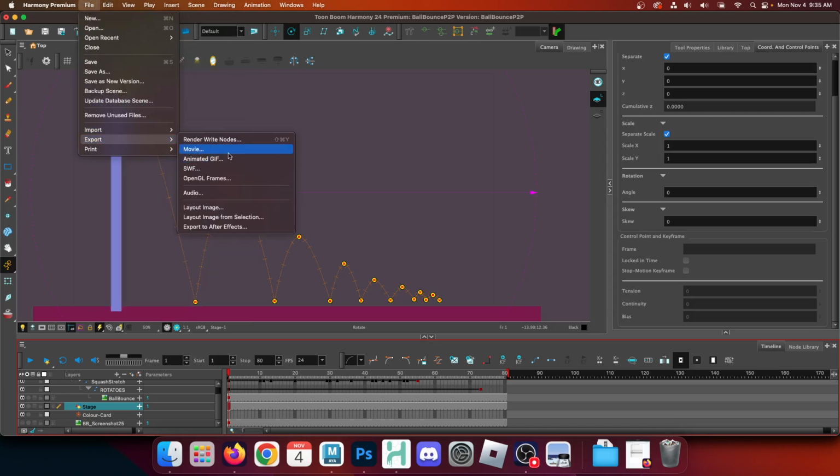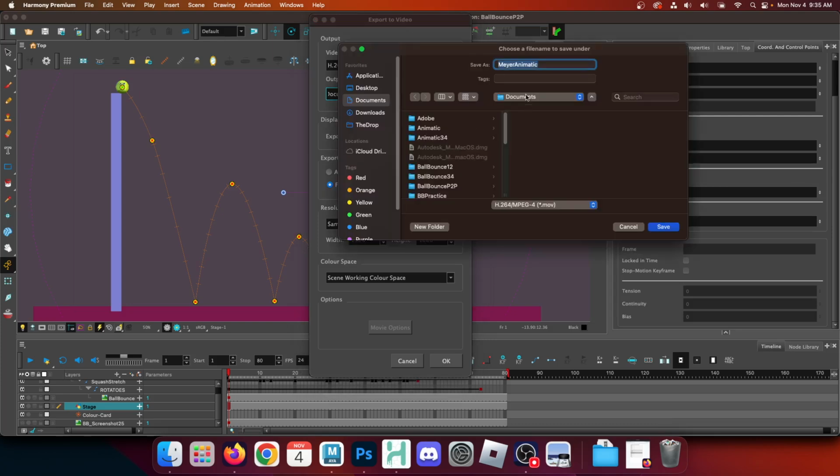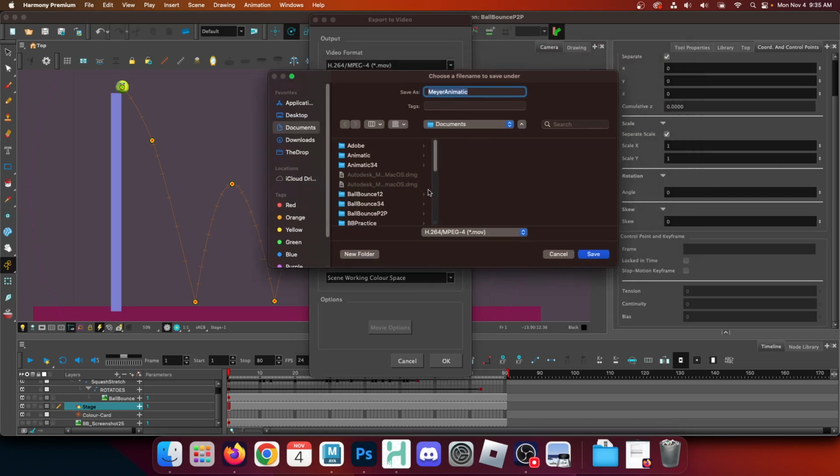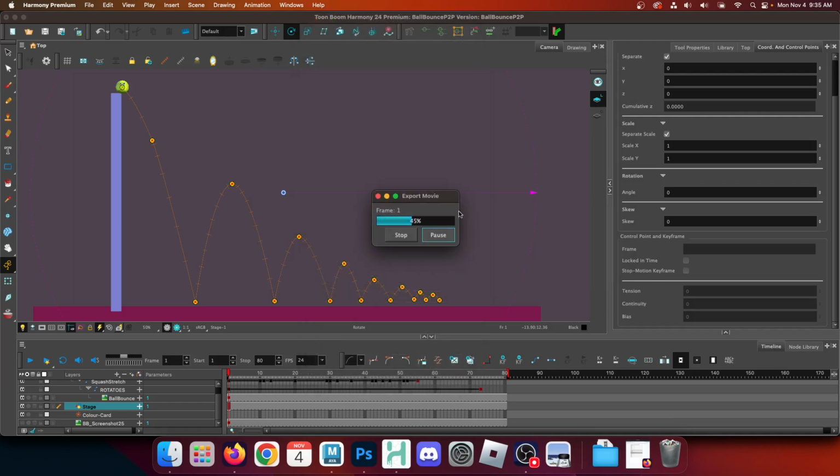So now I'm going to go to File, Export Movie. All this stuff should be good, right? And then we just hit Browse. Browse wants to know what we're naming it and where we're saving it. So I'll save mine in my documents again. Please include your last name, unless your name is hella long, in which case you can use your first name, because we don't have any duplicate names in here. So Meyer, and then this is ball bounce. In my documents, save. Okay, very good. And hit OK.